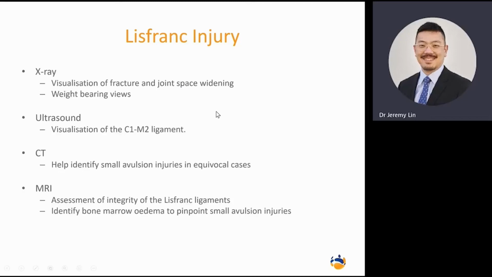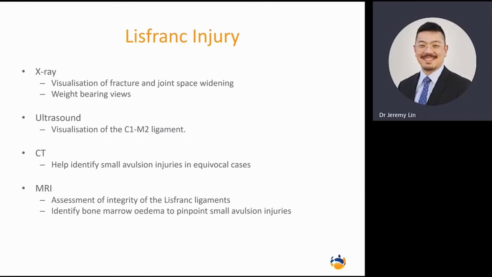In terms of imaging assessment for this kind of injury, when patients come through for investigation, we would do X-ray studies, and we would do comparison views with weight bearing. And we would also do an ultrasound to visualize that dorsal band to see whether or not it is disrupted, as any injury to that dorsal band is a good indication of other underlying serious injuries.